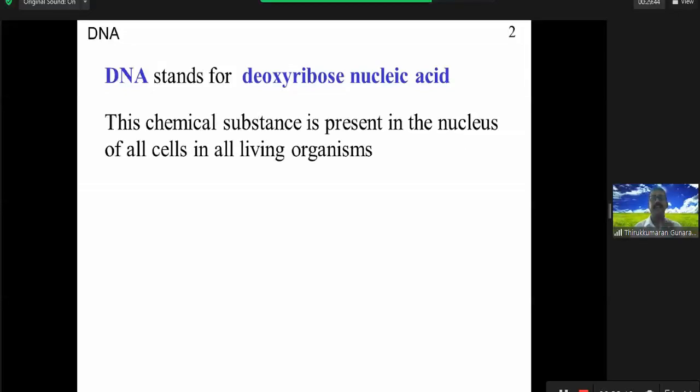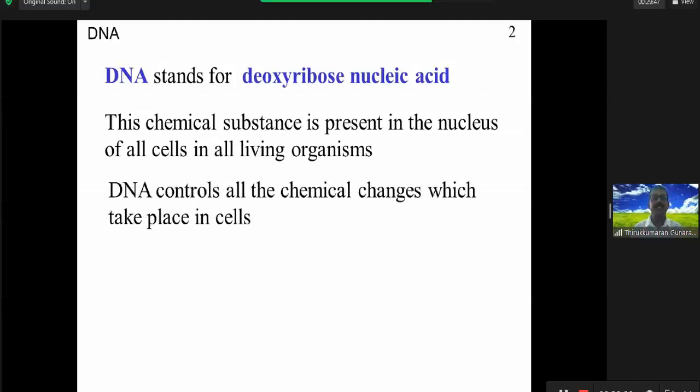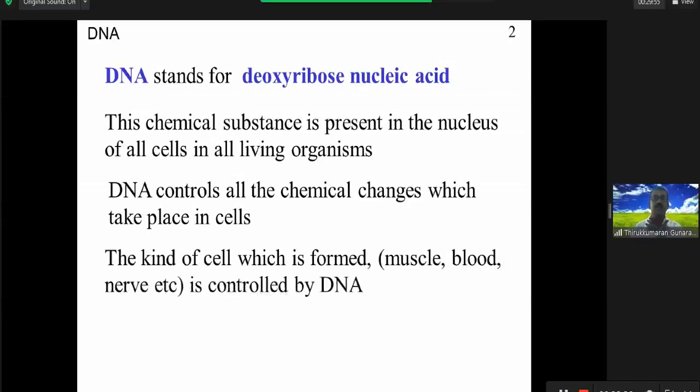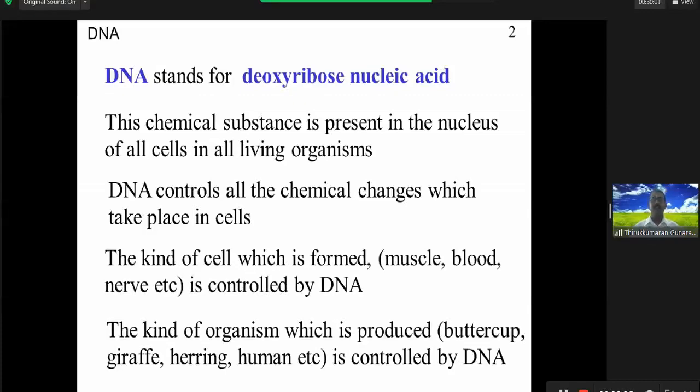DNA stands for deoxyribonucleic acid. This chemical substance is present in the nucleus of all cells in the whole living organism. DNA controls all the chemical changes which take place in the cells. The kind of cell which is formed, whether muscle or blood or nerve in humans, is controlled by the DNA. The kind of organism which is produced is controlled by the DNA. All its functions and everything are determined by the DNA, even the shape and function. That is dependent on the DNA.